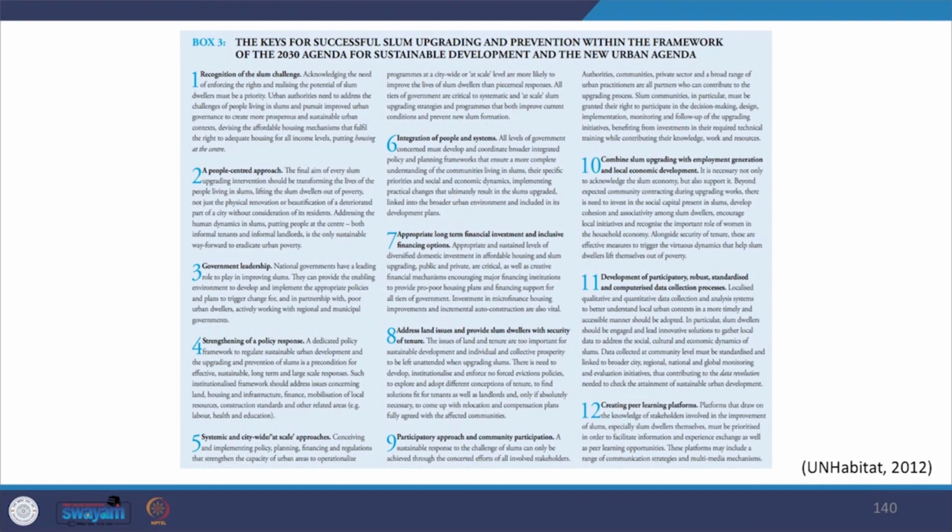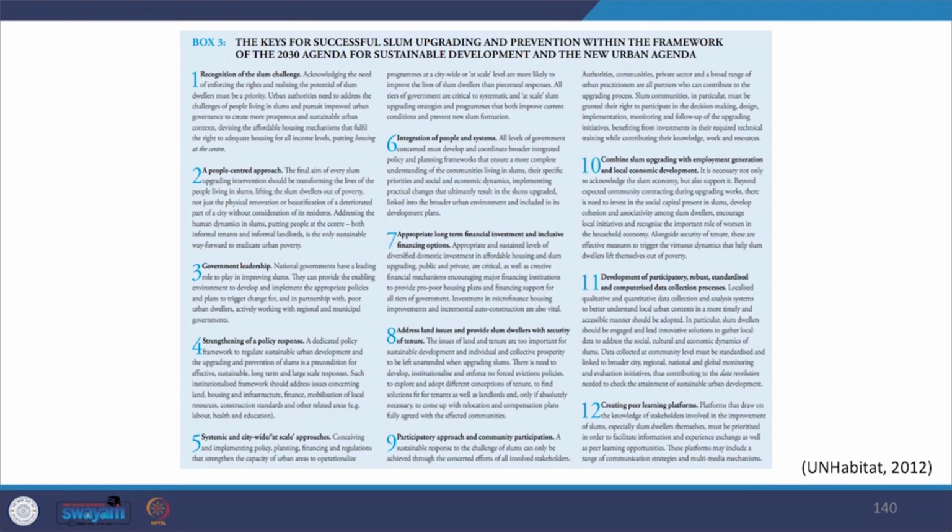Next, we see that it highlights the integration of people and systems. So it suggests that all levels of government concerned must develop and coordinate a broader integrated policy and planning framework that ensures a more complete understanding of the communities living in slums, their specific priorities and socio-economic dynamics, and then implementing practical changes that ultimately result in slum upgrading, linking into the broader urban environment and including in the development plans.